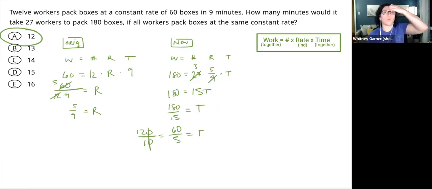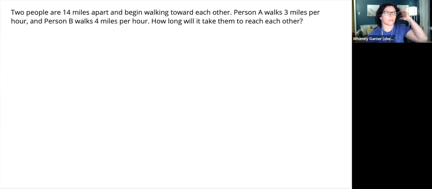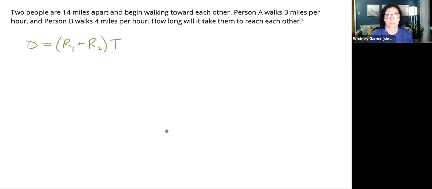And so when people work together or against each other, we can use this same idea that distance is equal to their two rates times time. So this is what we would use if people are traveling towards each other or if people are traveling away from each other, because they are working together to cover a full distance.